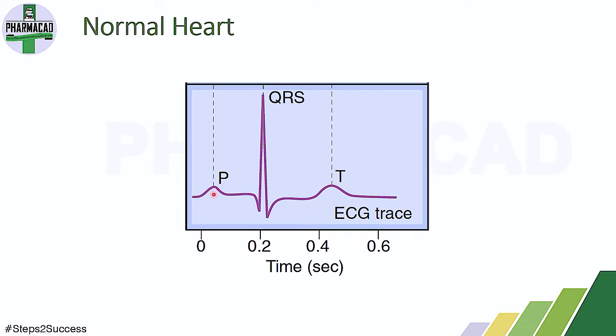So what does the P wave show? It corresponds to atrial depolarization. The QRS wave represents depolarization of the ventricles, and the T wave represents repolarization of the ventricles. So these three are important waves in the ECG.